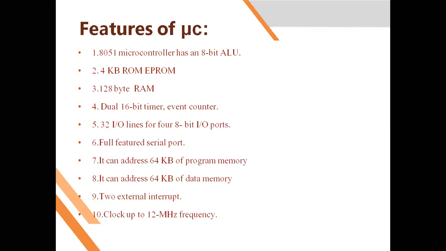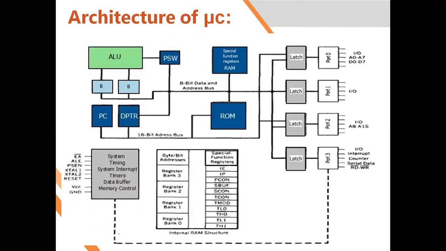And the last one is the operating frequency. In the 8051 it is 12 megahertz. And what was it for the microprocessor? What is the operating frequency for the microprocessor? It is 3 megahertz. Good.